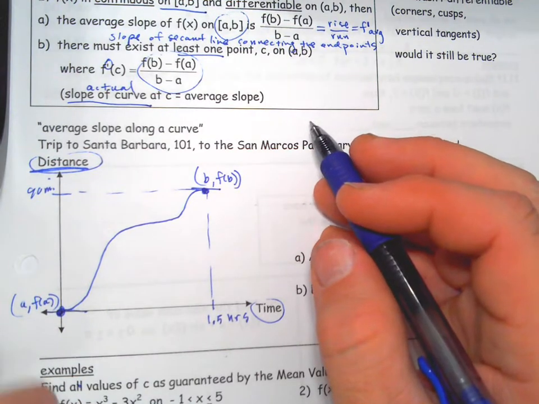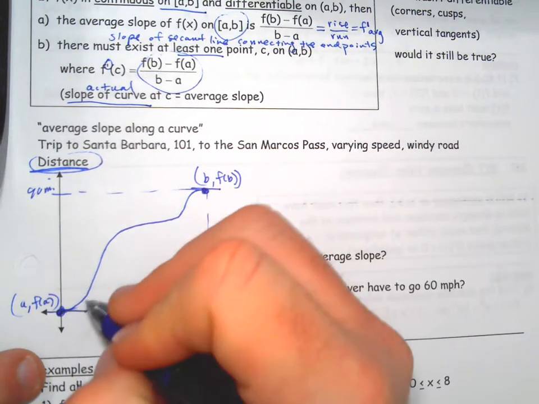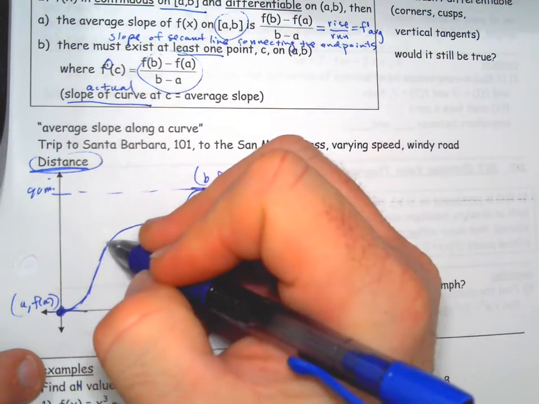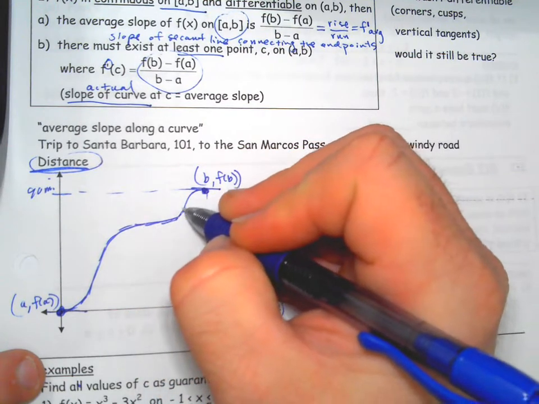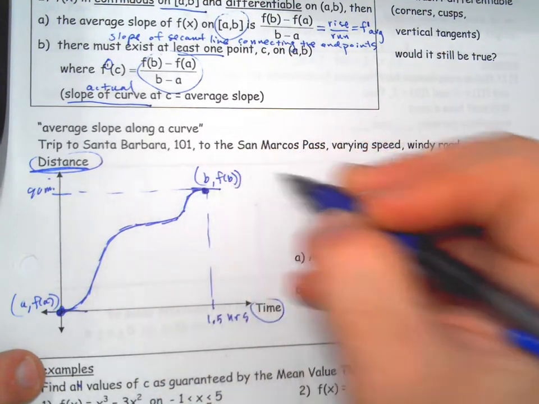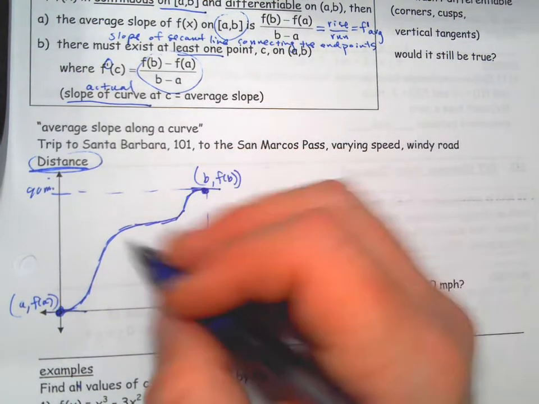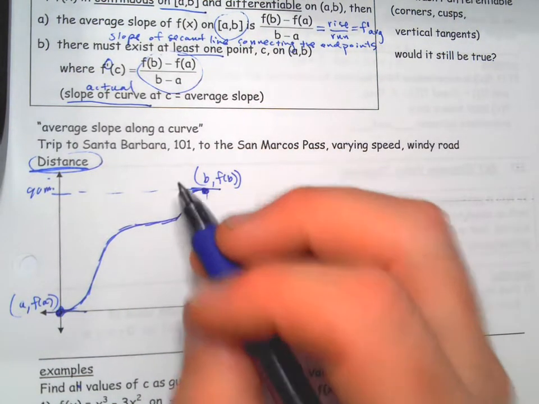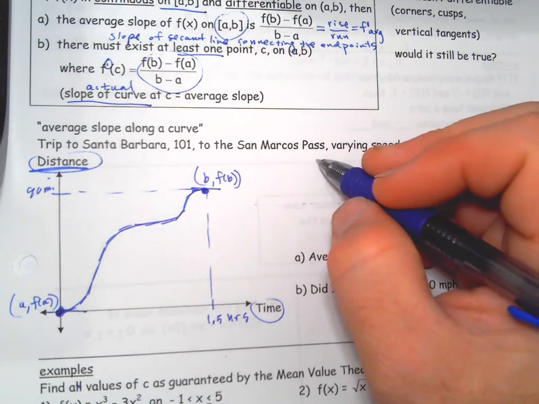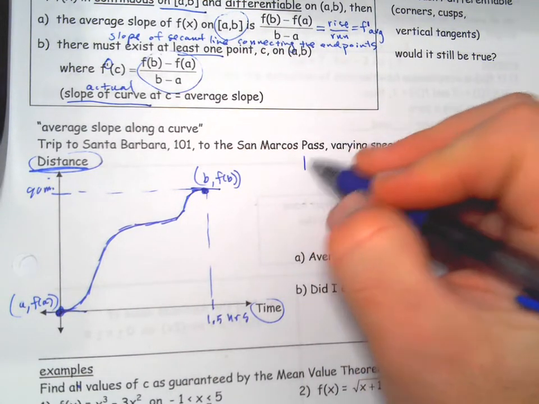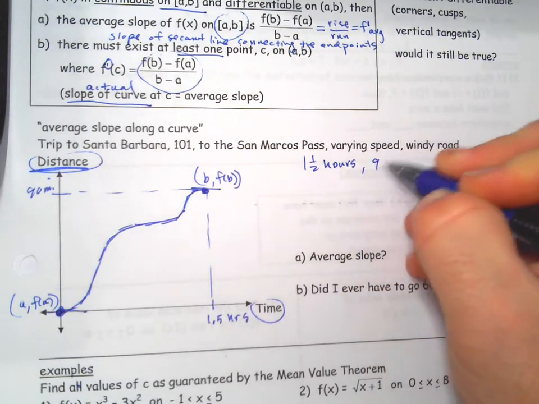Now, along this curve, you have lots and lots of different slopes. In fact, there's infinitely many slopes. And these slopes, these tangent lines, are your speed, your velocity at any of those points. And so there's infinitely many of them. And I want to find the average of all those. Our trip took 1.5 hours and we traveled 90 miles.